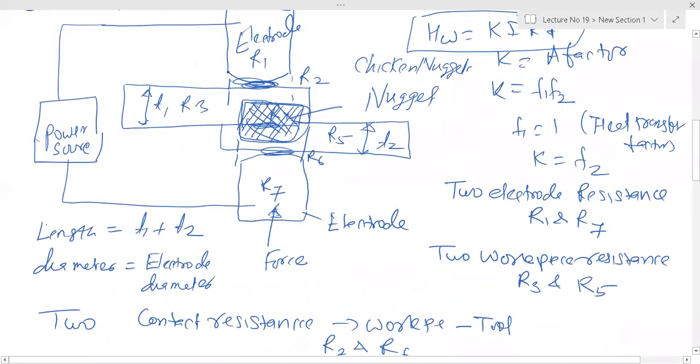This tool has to travel, right? Or it will travel like this. And this is your indentation. We studied punch travel, no? Punch travel. Where did we study punch travel?